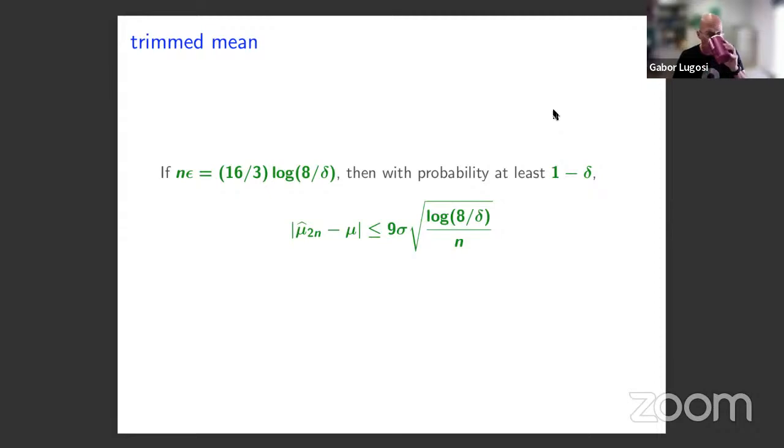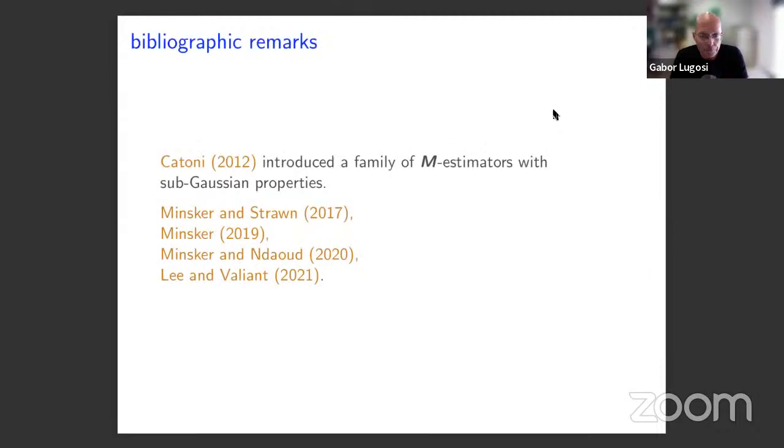All right. Let me just mention a few papers that deal with this one-dimensional problem. Catoni was probably the first one who drew attention to this really interesting problem. He introduced a family of other types of estimators, certain M-estimators that I didn't mention. And here I listed a few recent papers that come up with different estimators, often with the right constant in the sub-Gaussian bound that one wishes.